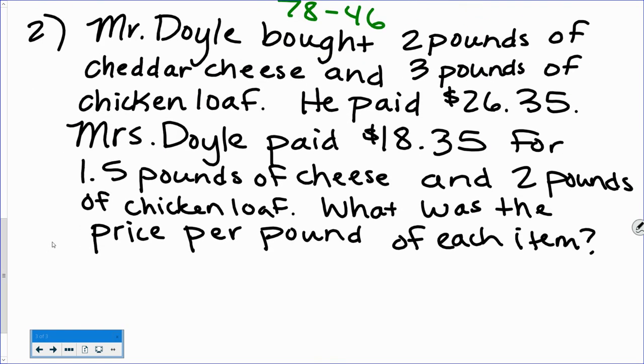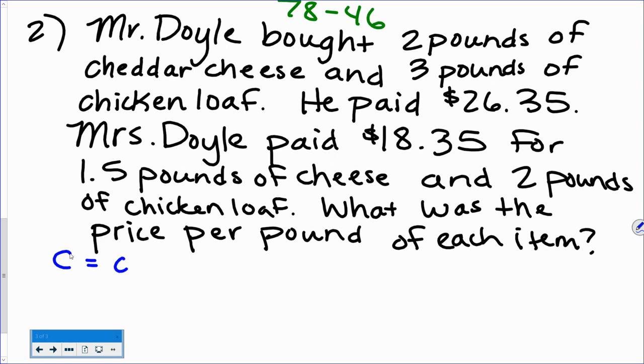So we need to set up our 2 variables. All right, so the question is asking what was the price per pound of each item? So we have 2 different items. We have the cheddar cheese and we have the chicken loaf. All right, so I need to come up with 2 variables to represent each of those items. Do you have a letter you'd like to use? So convenient, everything starts with the same letters. C. Perfect.